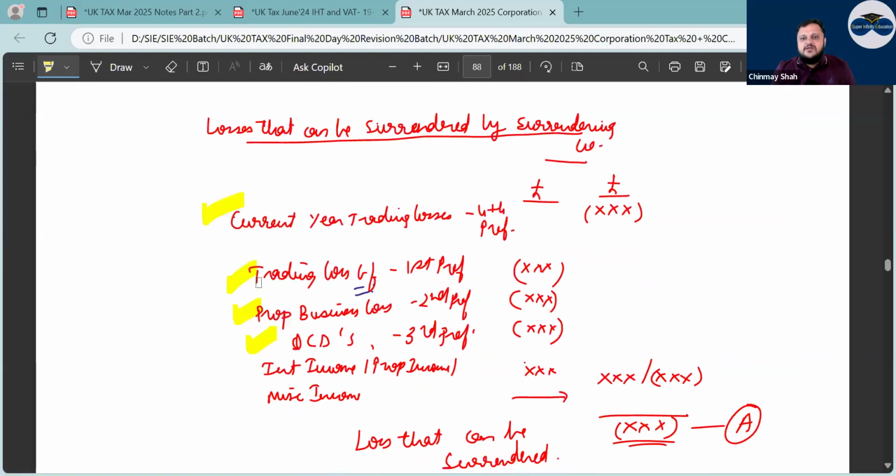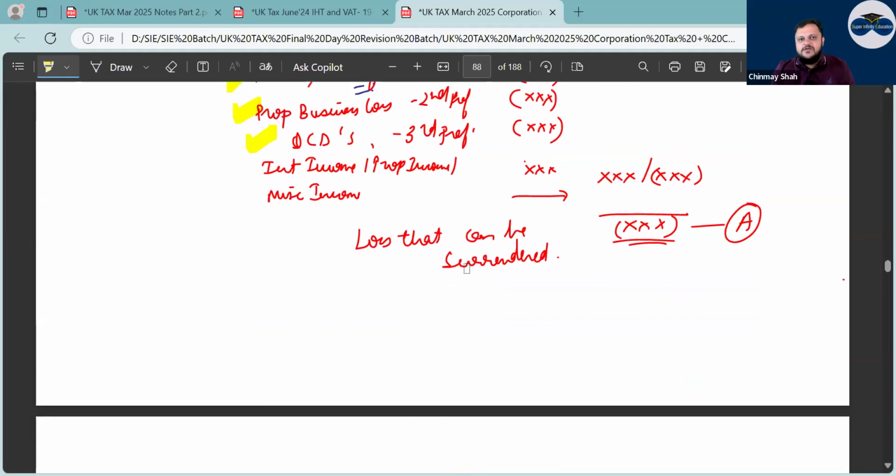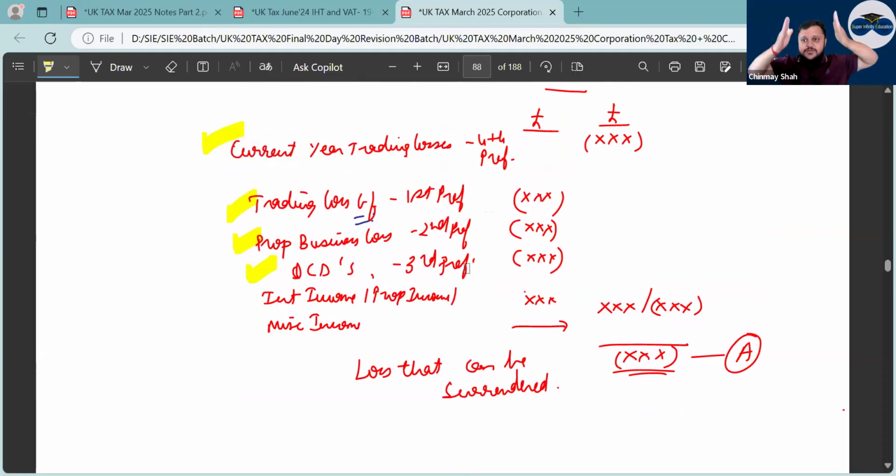Losses that can be surrendered, you have a proper format for that. First preference given to what? Your trading loss brought forward. Second, property business loss. Third is QCDs. So you add all the three together. If there is any interest income or miscellaneous income or property income, against all the losses you added, you use that. Whatever is positive or negative will go outside, and current year trading losses will have the fourth preference that will be added to your losses. So total will be losses that can be surrendered for the corresponding period.